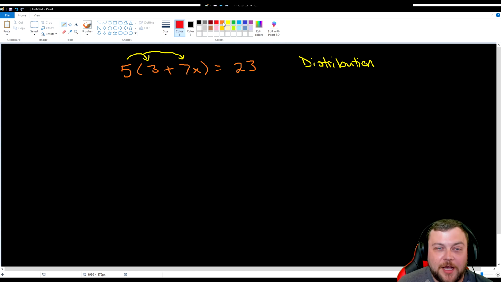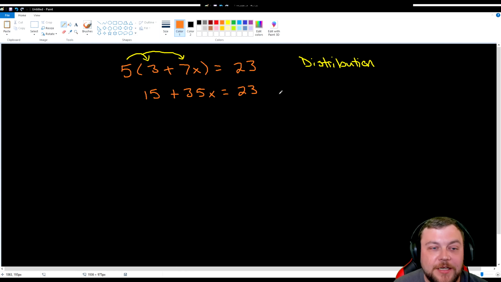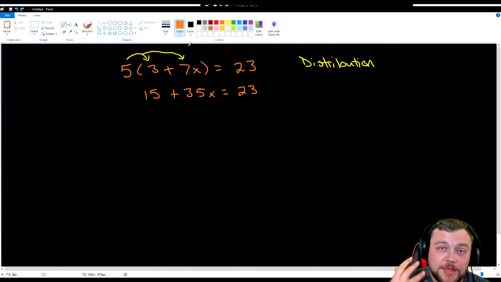So 5 times 3 is 15, plus 5 times 7 is 35x. Bring that x down. Don't forget about that. Equals 23. And again, we didn't add anything to that left side, so we don't have to do anything to the right side. So 15 plus 35x equals 23. Think opposite day. So we want to get rid of this 15 first. Kind of start from farther away from your variable. Okay? So how do we get rid of this positive 15? Well, we're going to subtract 15 from both sides.